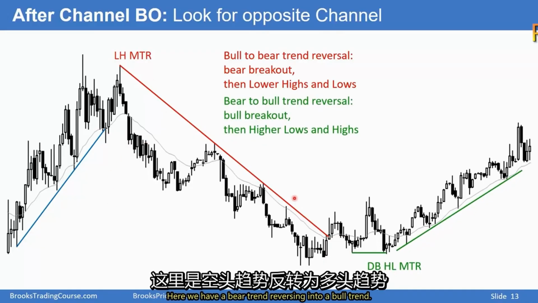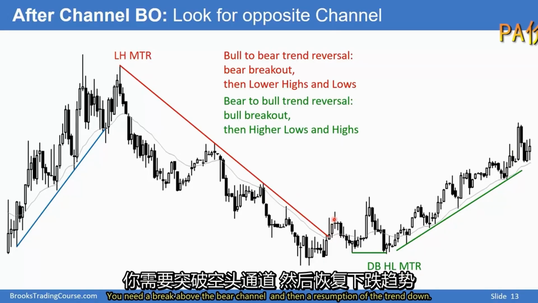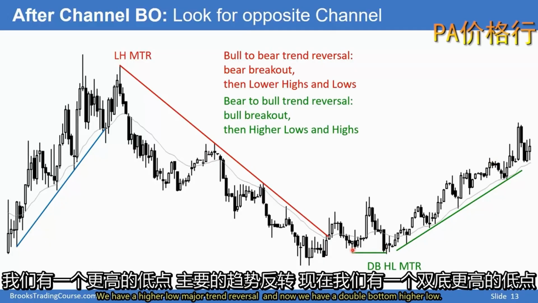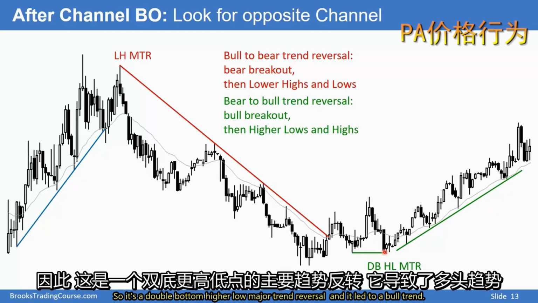Here we have a bear trend reversing into a bull trend. You need a break above the bear channel, and then a resumption of the trend down. Here we resume down twice, and then you've got to see a reversal up from there. We have a higher low major trend reversal, and now we have a double bottom higher low. So it's a double bottom higher low major trend reversal, and it led to a bull trend.